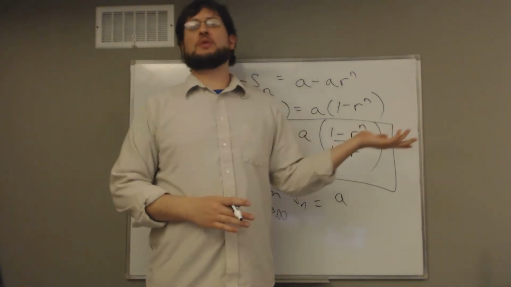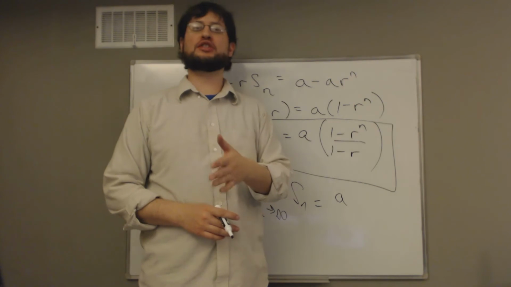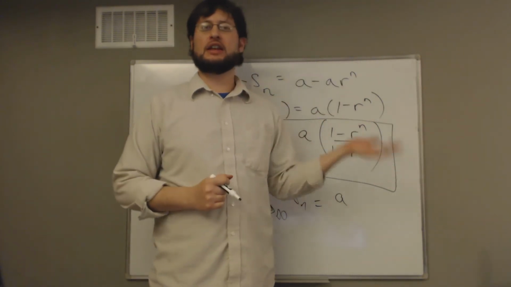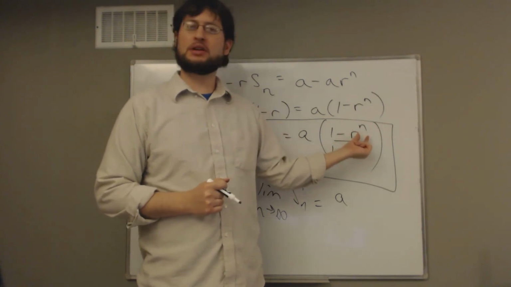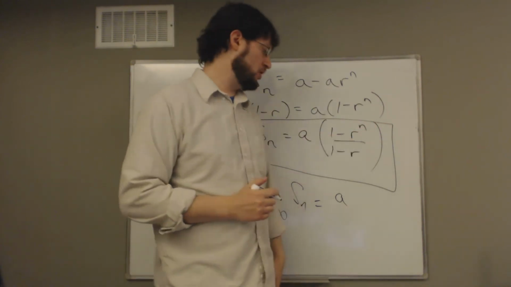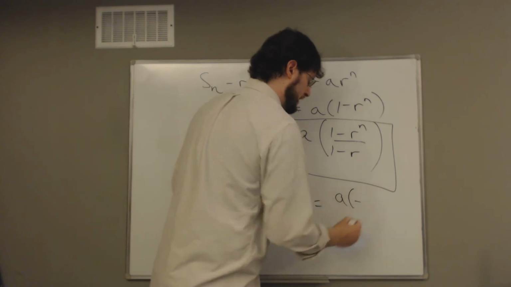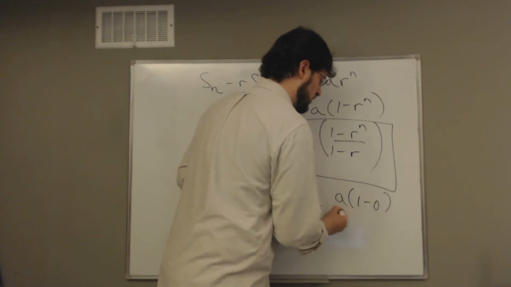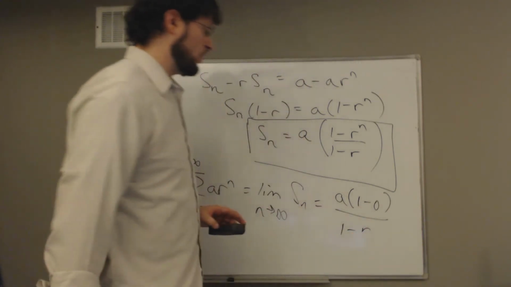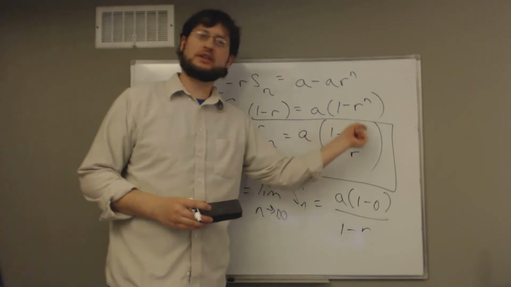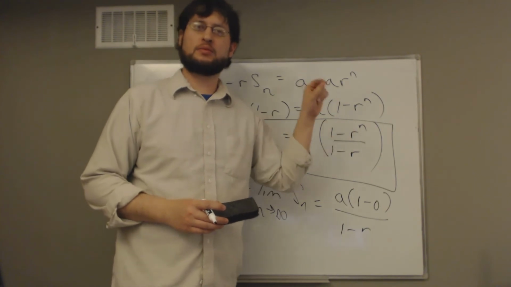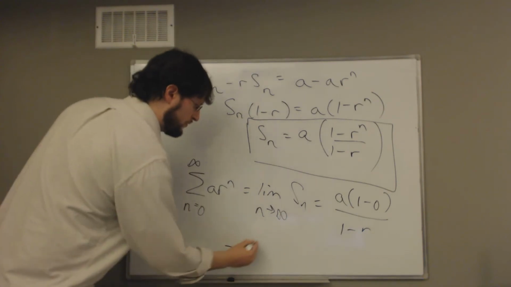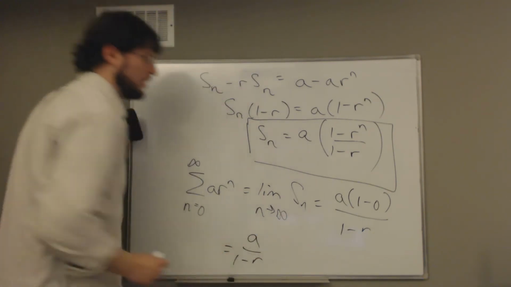If r is something like 1/2, so if the ratio, the multiplication term as we go from one term to the next, is 1/2, then when I take it to bigger and bigger powers, it gets smaller and smaller and smaller, and actually goes away all the way to 0. And we get 1 minus 0 over 1 minus r, as long as this number here is less than 1, so that bigger and bigger powers make it go smaller and smaller and smaller. And so we end up with a over 1 minus r.